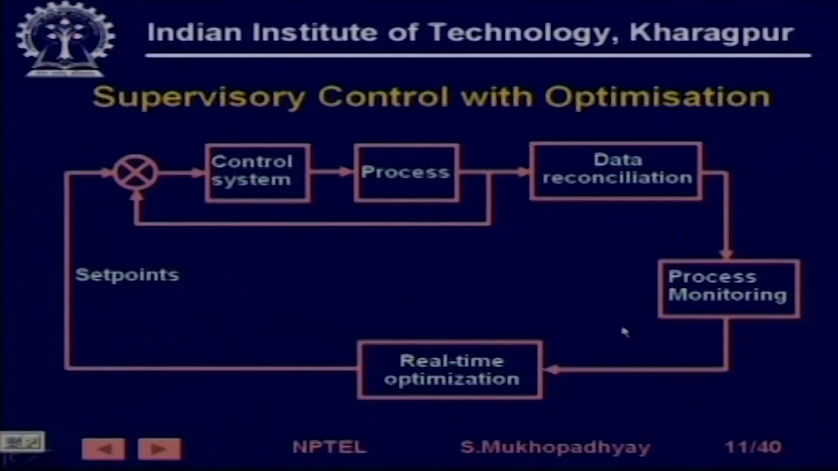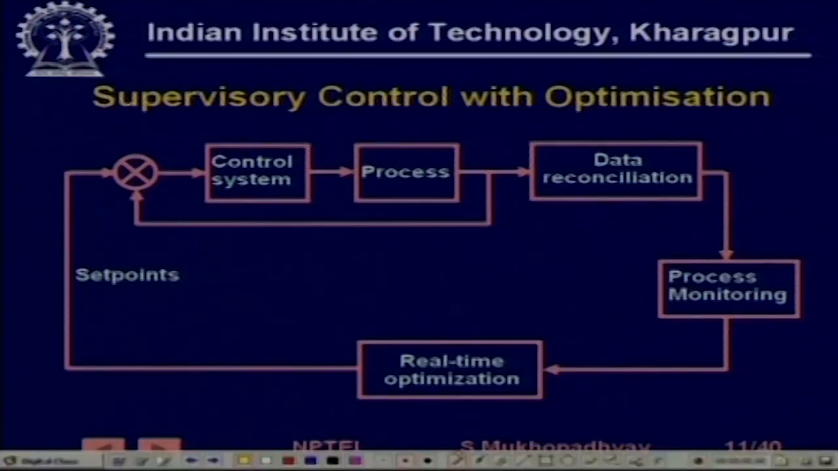So essentially, when you are giving a set point, there is an element of optimization involved. That is shown here: this is your automatic control loop, this is your automatic control system, and this is your set point.